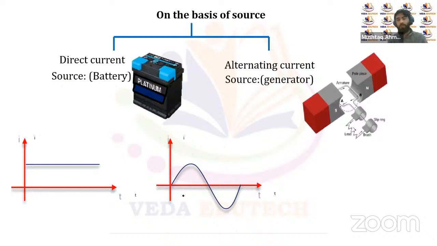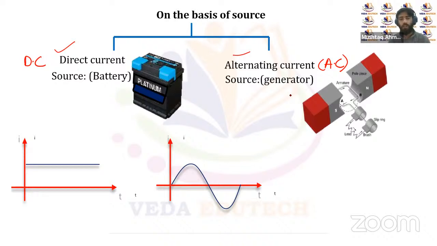So we have two types of currents. We can categorize the currents into two different types, depending upon the basic source of the current. One we call direct current, another we call alternating current. Sometimes we call them DC or AC. And the source of the direct current is the battery, and for the alternating current it is the generator. Let's try to understand what direct current means and what AC current is.